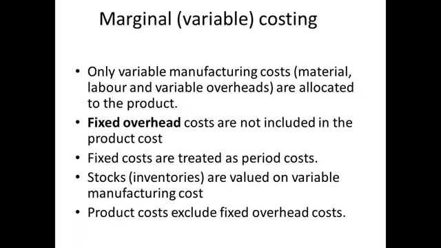With marginal costing, we do not allocate the fixed overheads to the product. Only the variable manufacturing costs, usually materials and labour, are allocated to the product. Any fixed costs are treated as period costs, with inventory being valued at the variable manufacturing cost.